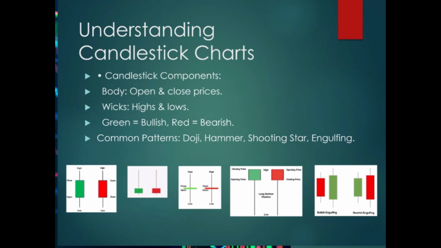So, the engulfing pattern: a power shift. Two candles, one small one followed by a large one that completely swallows it. A bullish engulfing pattern means the buyers are overpowering sellers. A bearish engulfing candle means the sellers are taking control. These are often seen as turning points in the market.